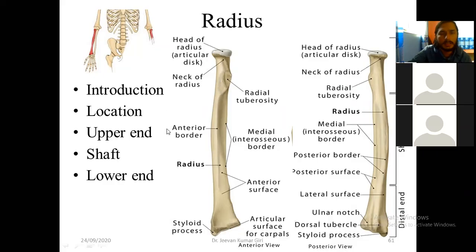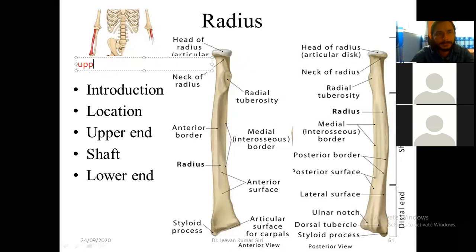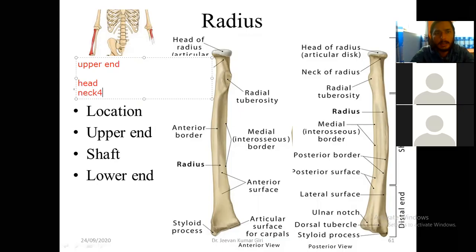Now if you see the structure or the features of the radius, you can read the features under this heading: upper end, shaft, and lower end. Now let's see the upper end. In the upper end you will see the head, the neck, and the tuberosity, that is the radial tuberosity.